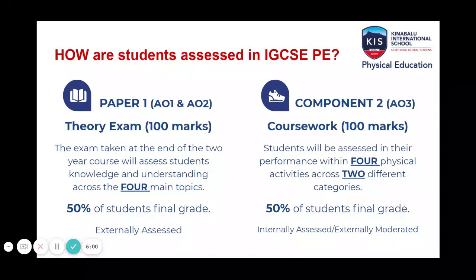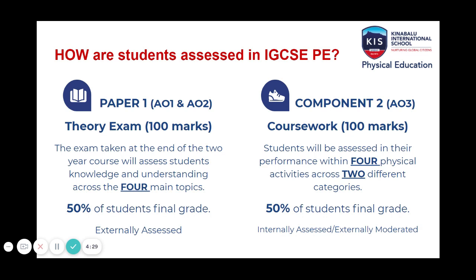So as I said, assessment objectives 1 and 2 are assessed within the theory exam that students take at the end of the 2 year course. This exam is aimed to assess students' knowledge and understanding across the four main topics that we'll look at in a moment. Their performance in this exam will make up 50% of their final grade, and it is externally assessed, marked by Cambridge examiners.